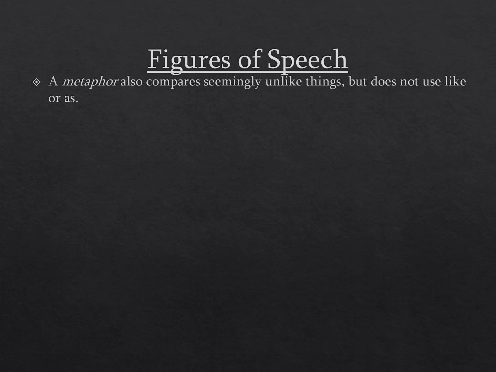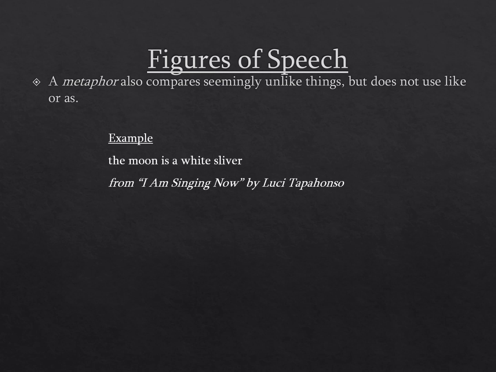Another figure of speech is metaphor. Metaphor compares seemingly unlike things, but does not use like or as. Again, metaphor is somewhat the same as simile, only that in metaphor, it does not use the expressions like or as. It directly compares two unlike things. Example: "The moon is a white sliver." This is from I Am Singing Now by Luci Tapahonso.